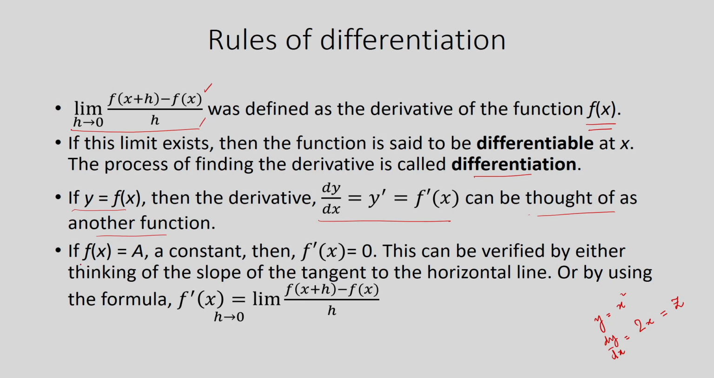So, now we can talk about another very simple function. Suppose f(x) is equal to capital A, which is a constant. Then what about the derivative? The derivative is actually 0, f dash of x is equal to 0. What is the proof of this? This can be verified in two ways. You can think about the slope of the tangent to any horizontal line.